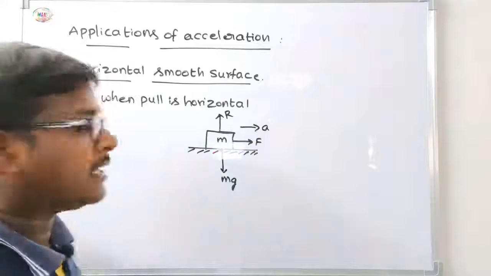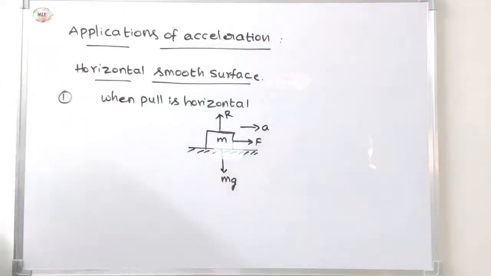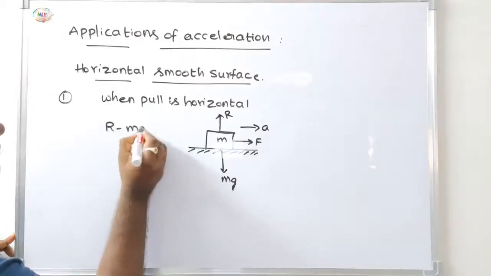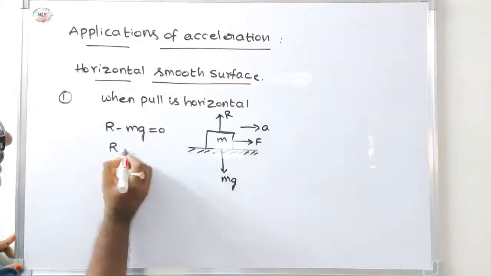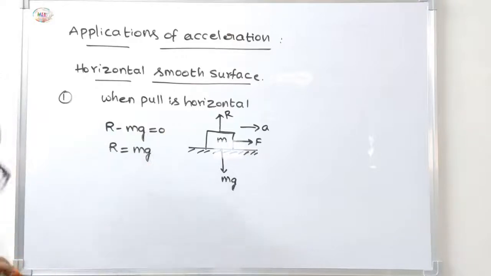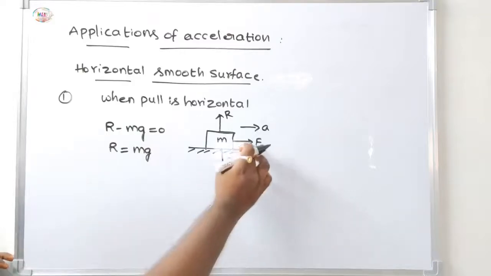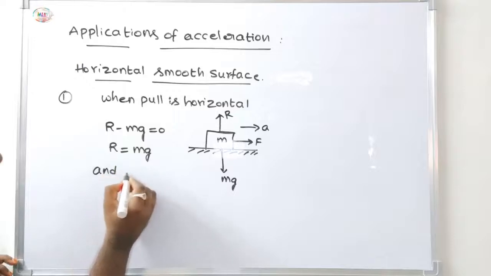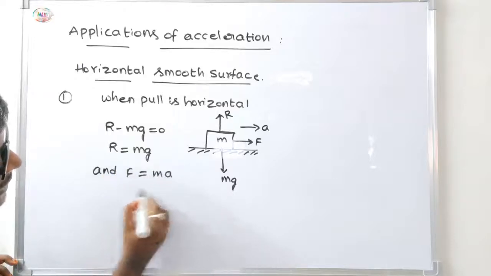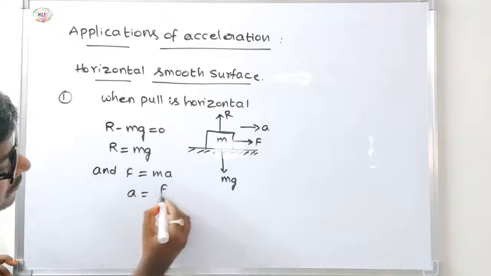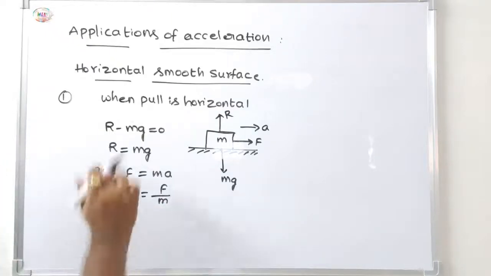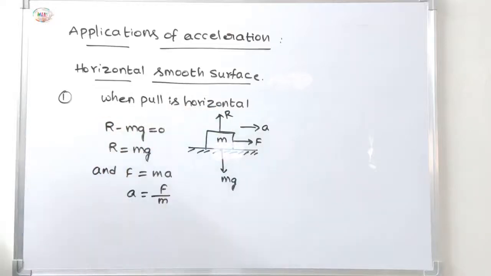When the pull is horizontal, write the equations. R minus mg is equal to 0, so R is equal to mg, and F is equal to ma, then acceleration is equal to force by mass. This is the first condition, when the pull is horizontal.